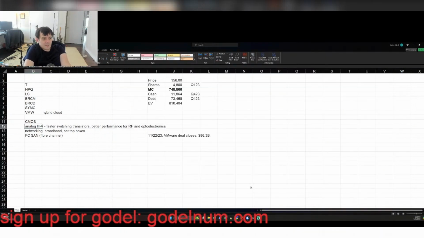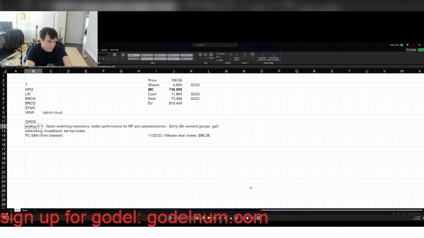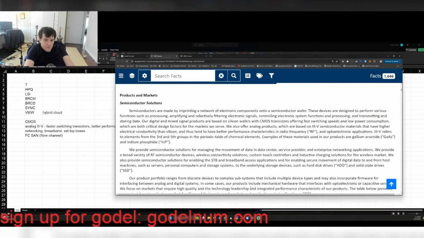Third to fifth elements. So this is like germanium and stuff like that. Gallium, indium. For all you chemistry guys. Isn't that interesting? Analog 3 to 5 are elements from the third and fifth groups of the periodic table. Fascinating, right? I never knew that.